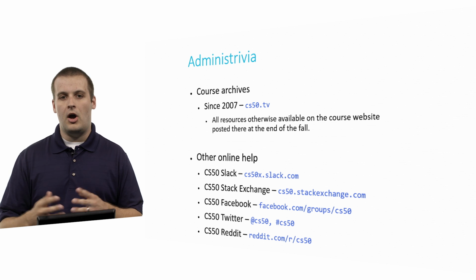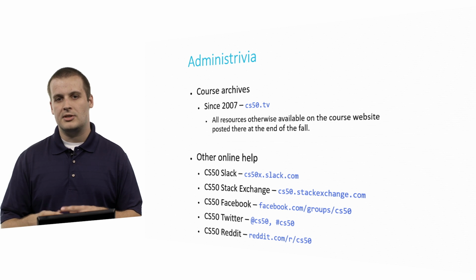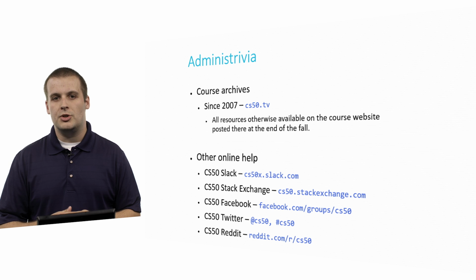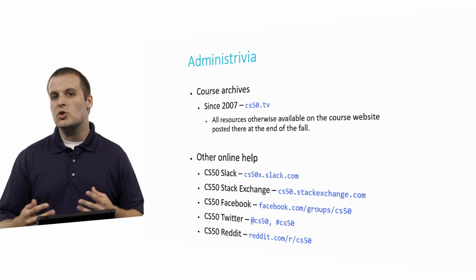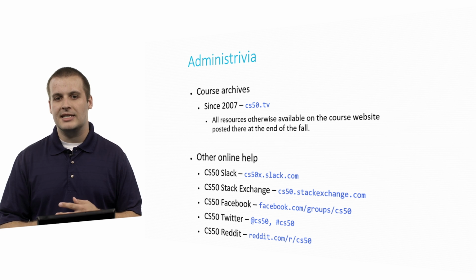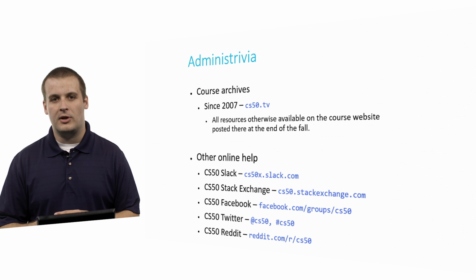Additionally, we have a wealth of online resources that are not localized to Harvard or Yale. You can go to our Slack, our asynchronous chat service, at cs50x.slack.com. We also have a forum on Stack Exchange and on Reddit, both of which are listed here. You can tag us on Twitter at @CS50 or with hashtag CS50. And of course, you can also find us on Facebook.